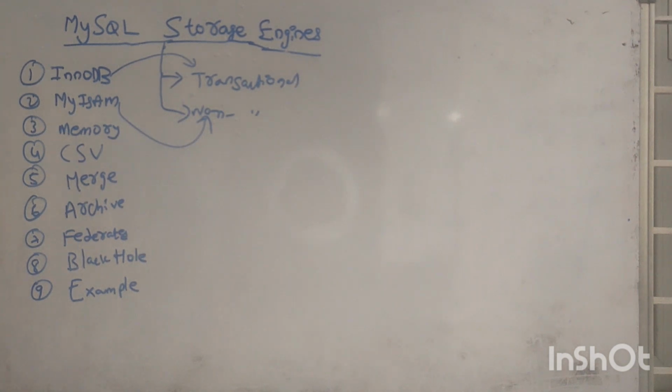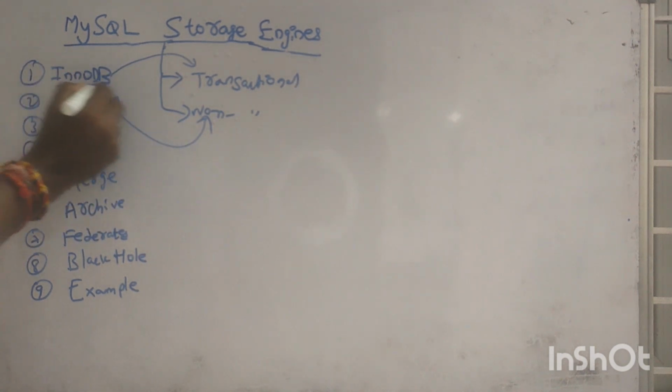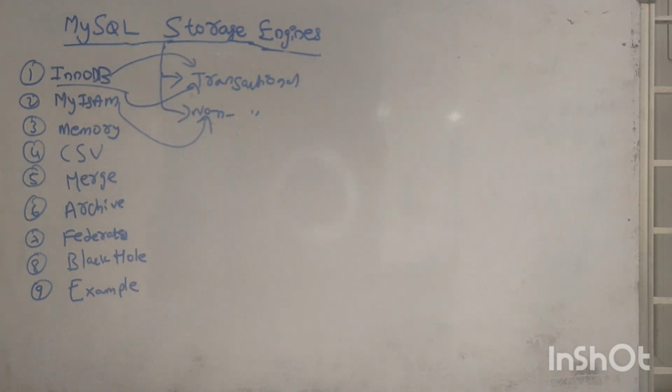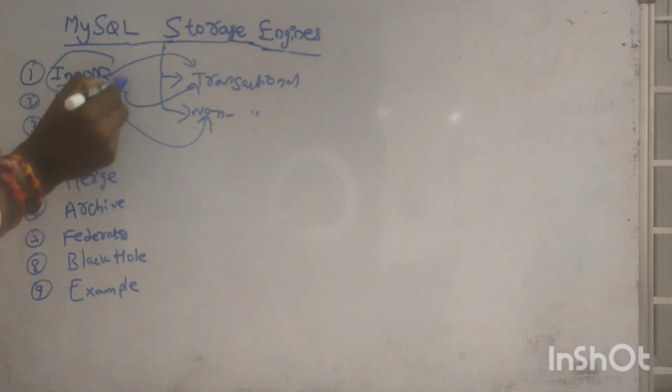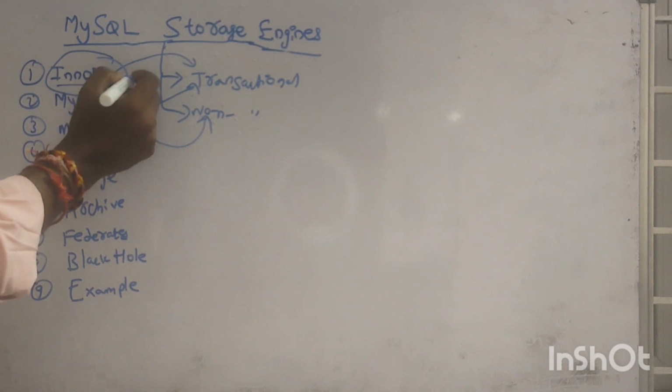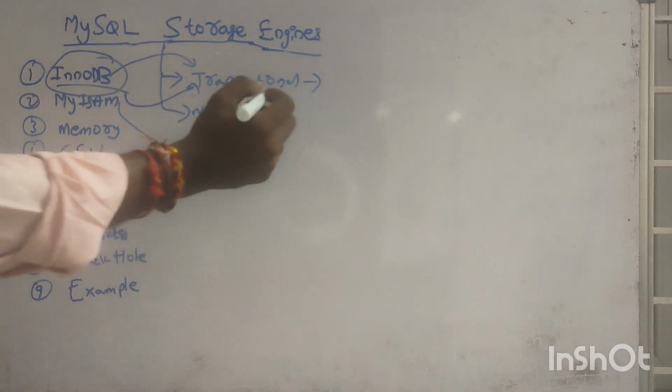The InnoDB storage engine is a transactional storage engine. It supports transactional applications. Most businesses in the real world, 95 to 97%, use the InnoDB storage engine. And it supports ACID. It is ACID compliant because it is a transactional storage engine.